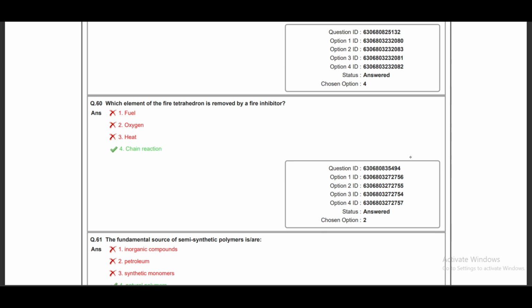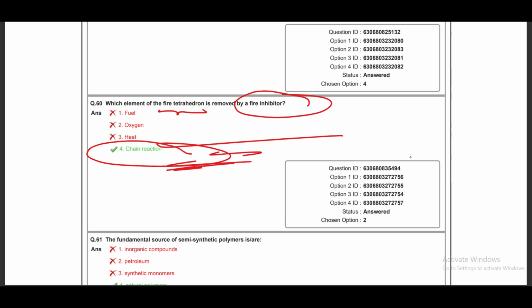Next is, which element of the fire tetrahedron is removed by a fire inhibitor? The correct answer is chain reaction. A fire inhibitor primarily removes the chain reaction element of the fire tetrahedron. It disrupts the chemical reaction occurring in the flame, effectively stopping the fire from sustaining itself. So chain reaction is the correct answer here.